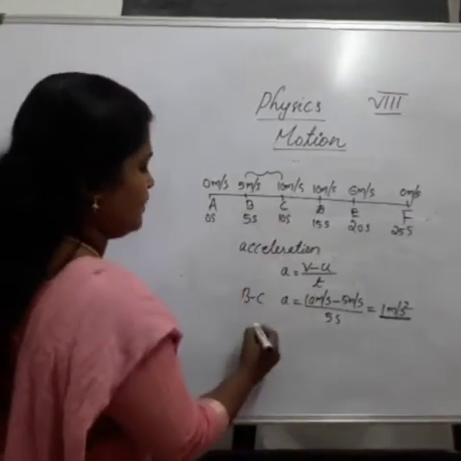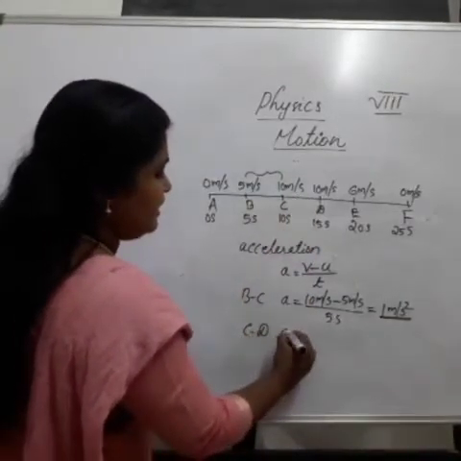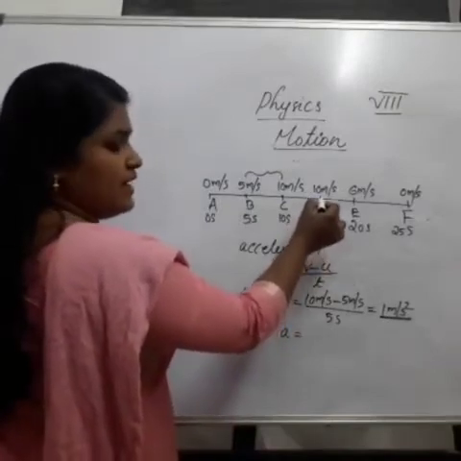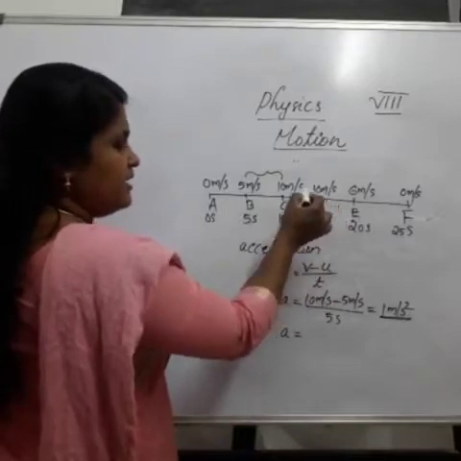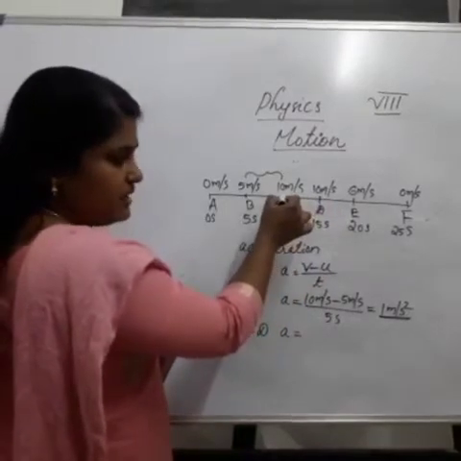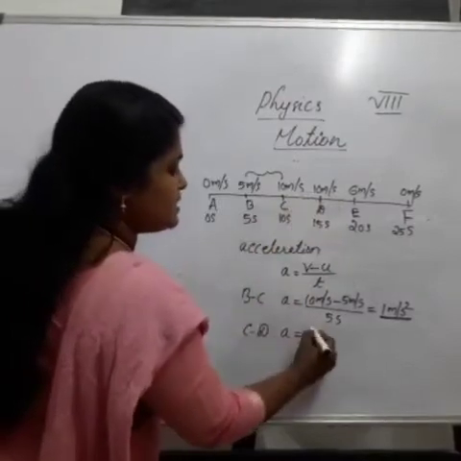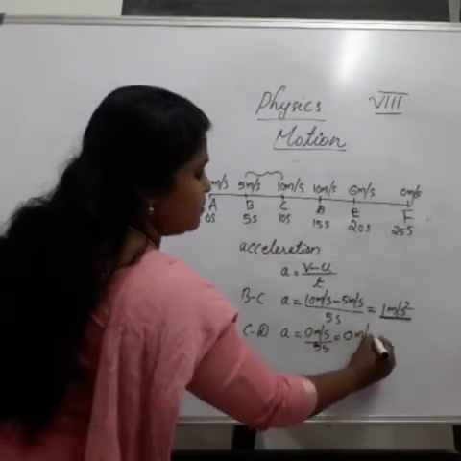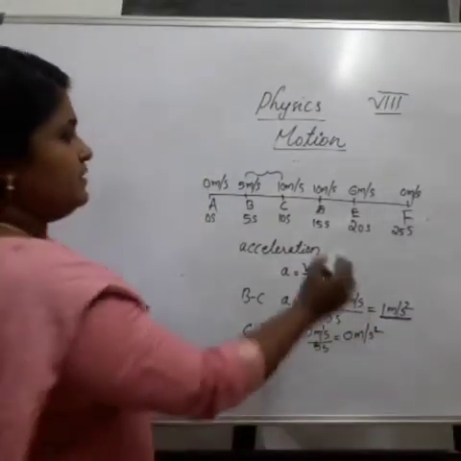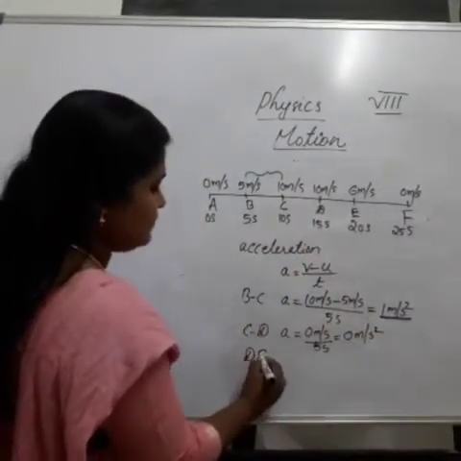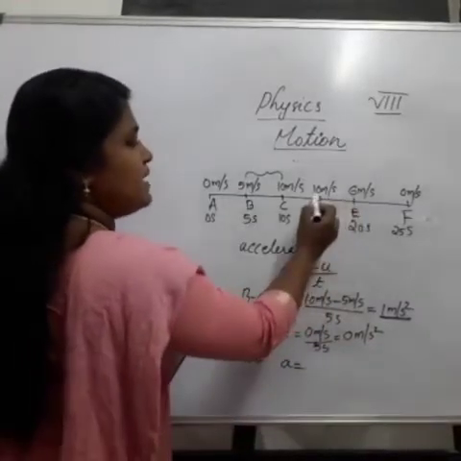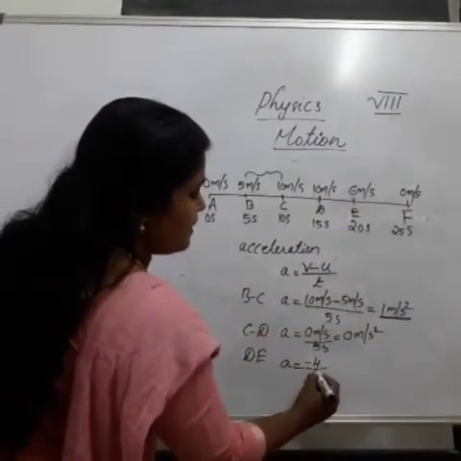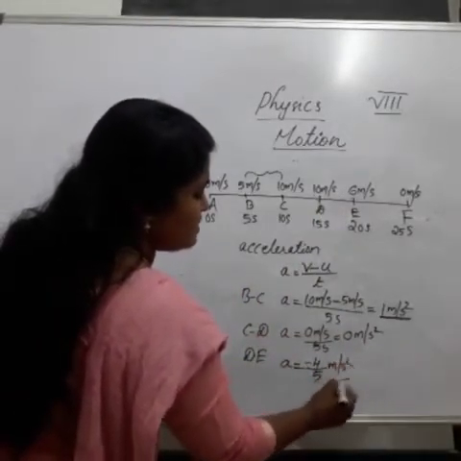Then again we can calculate from C to D. The final velocity is 10 meter per second. Initial velocity is also 10 meter per second. So v minus u is 0 meter per second. Time is 5 seconds. Acceleration is 0 meter per second square. Then D to E. Acceleration is equal to v minus u, 6 minus 10, minus 4 by 5 meter per second square.